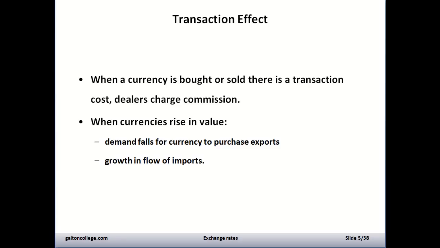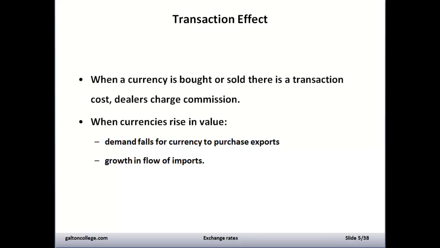Of course, when we trade, there are transaction costs. So there is a transaction effect. And also, of course, as we trade in currencies, say, for example, a currency rises in value, then the demand for the currency would fall. If the currency rises in value, then we want less of it. So a currency that's rising in value means that imports are becoming cheaper. Exports are becoming expensive.